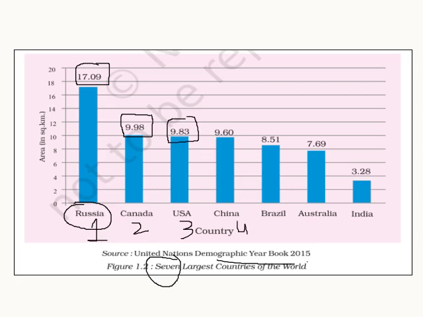Then we have China, again a little bit smaller than USA. Fourth one is China, all right. Fifth one is our Brazil, which is 8.51 million square kilometer. Sixth one, Australia, also considered a continent, 7.69 million square kilometer, and 3.28 million square kilometer is of our India, which is the 7th largest country of the world. Okay, so this is the graph which is given in terms of the different sizes of the countries in terms of their area.